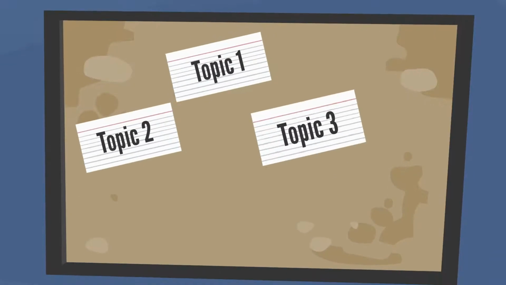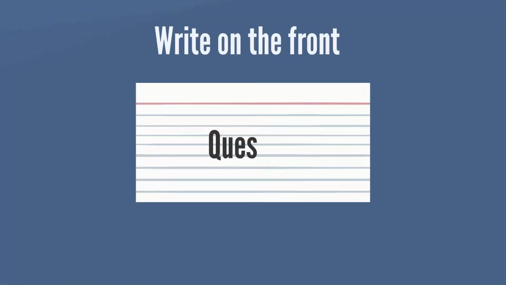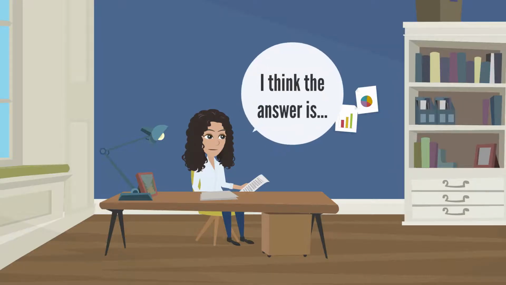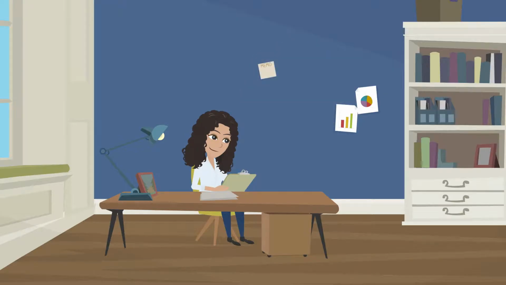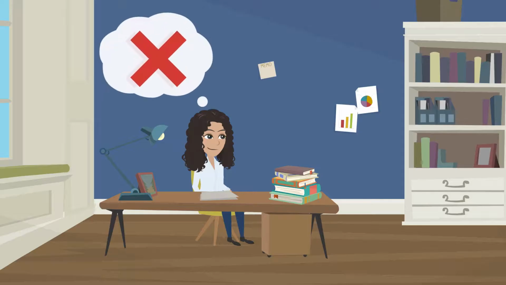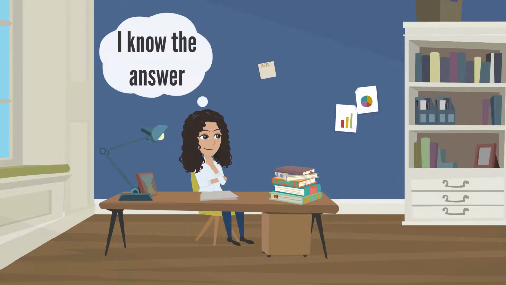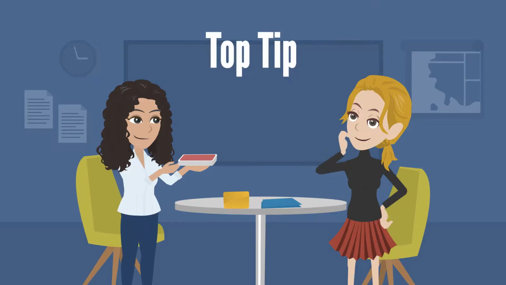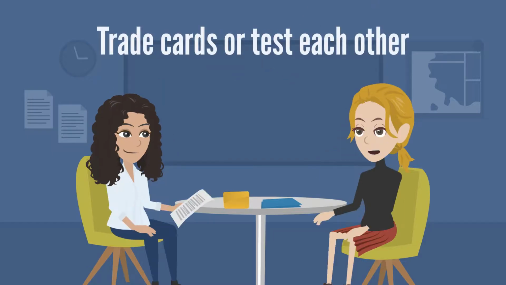Create flashcards for each topic. On the front, write a question or key term, and on the back, write the answer or the definition. Look at the front question and then say out loud or write the answer down. Make sure you do this before turning the card over. This part is essential to the learning process. Do not assume in your own head that you know the answer. Top tip: trade cards with your classmates or test each other.